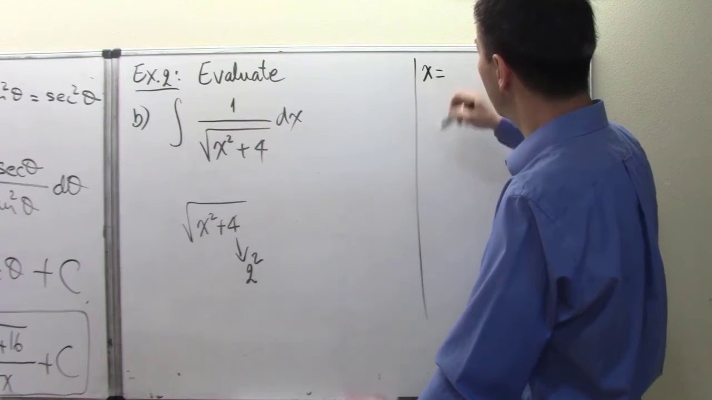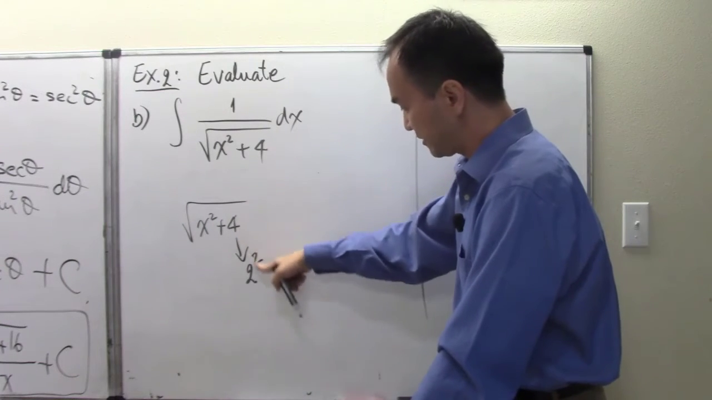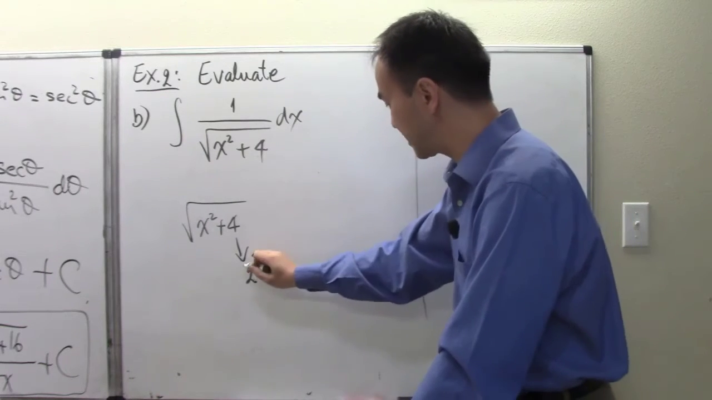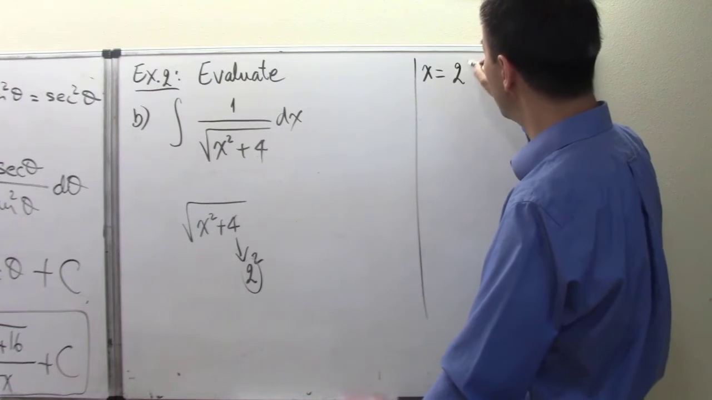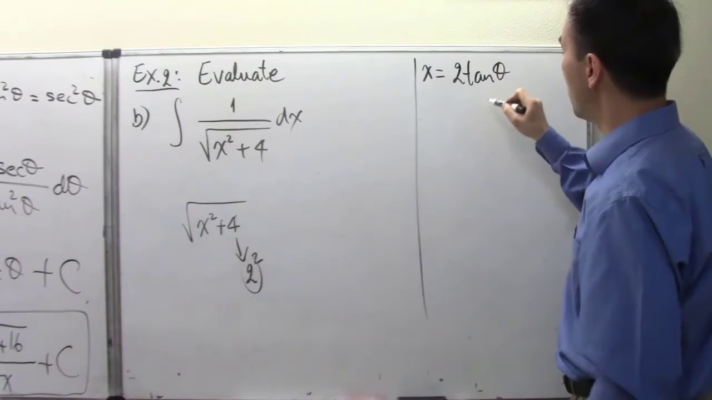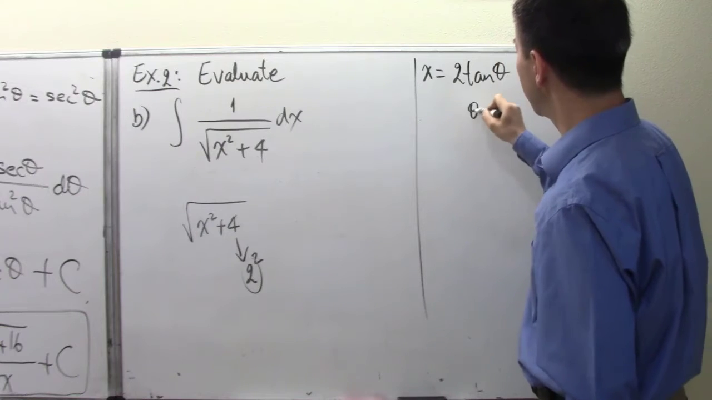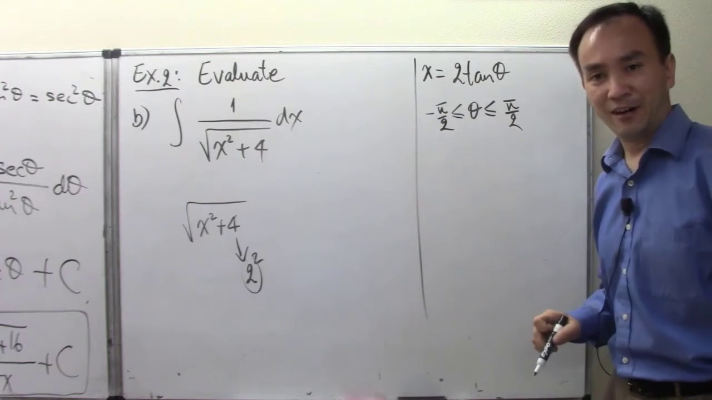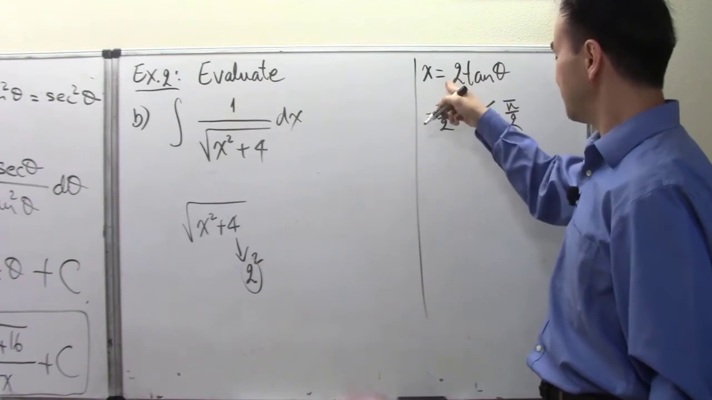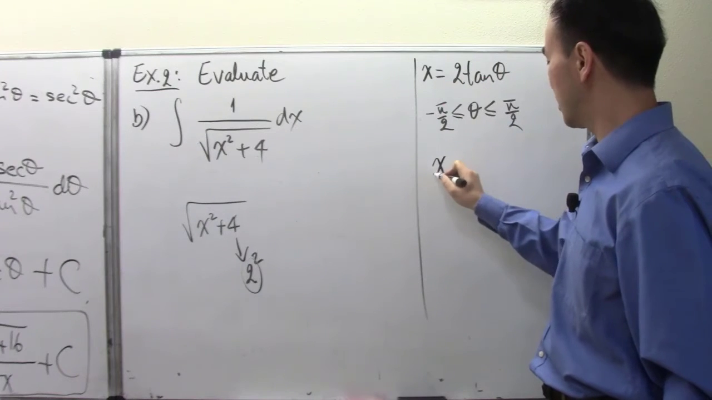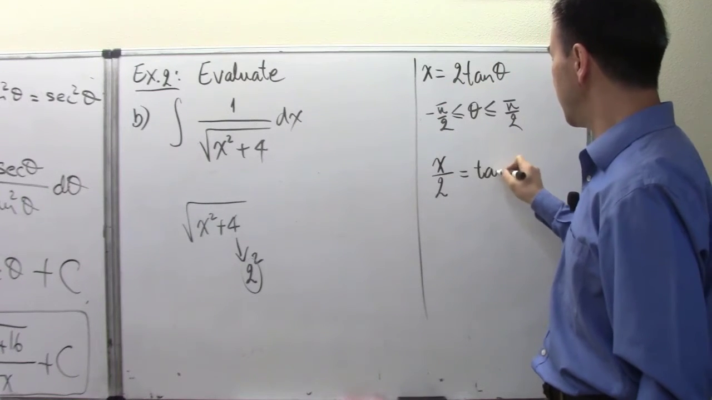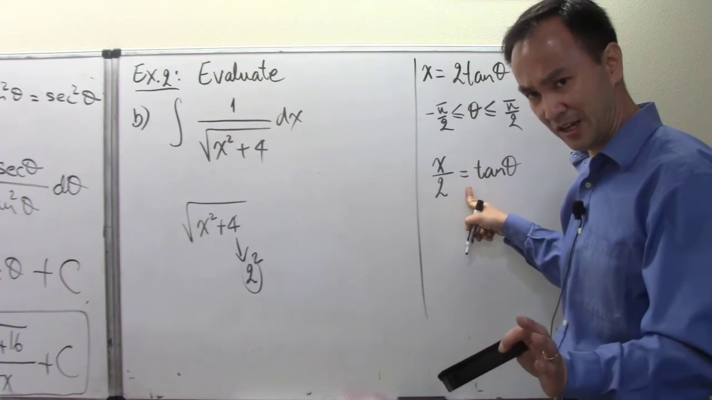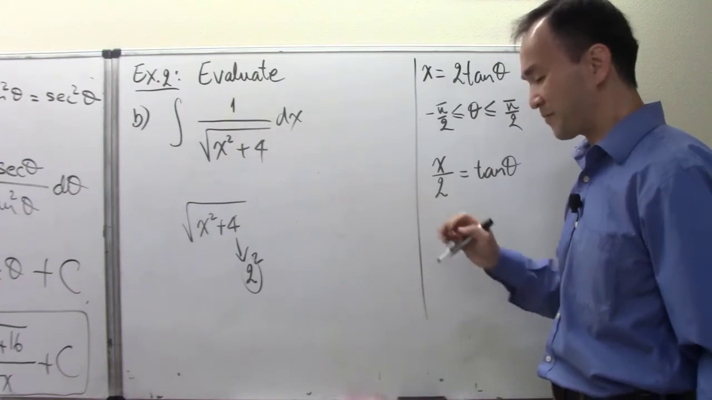I'm going to let x equal, so this 4 right here, regarding that as the square of a number, it's going to have to be the square of 2. So I'll take that 2 right here. So x equals 2 tangent theta, under the requirement that theta has to be anywhere from minus pi over 2 to positive pi over 2. All right, and from that substitution definition, I can see that consequently x over 2 must equal tangent theta. So we come to another expression, another equality that's useful for some of our later substitution.